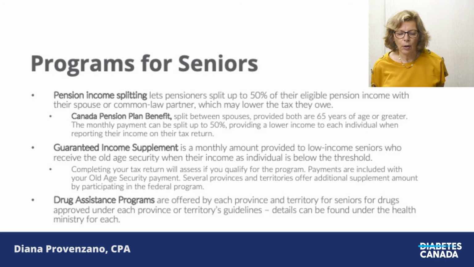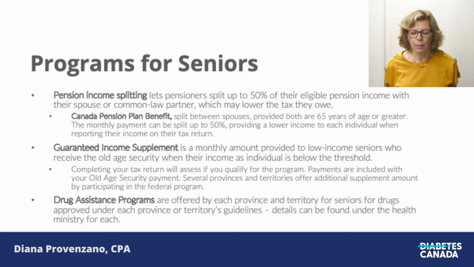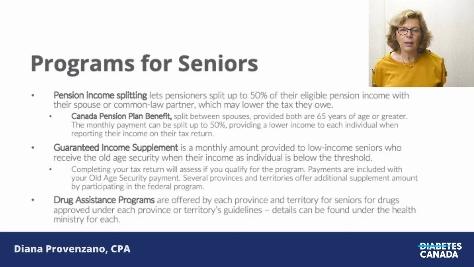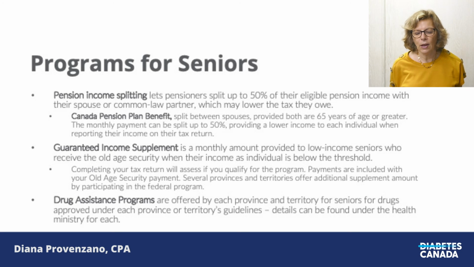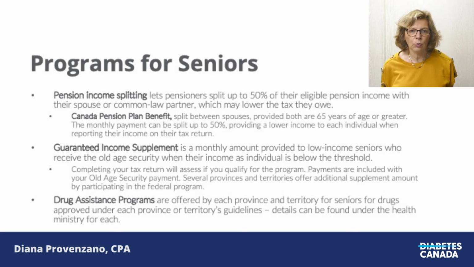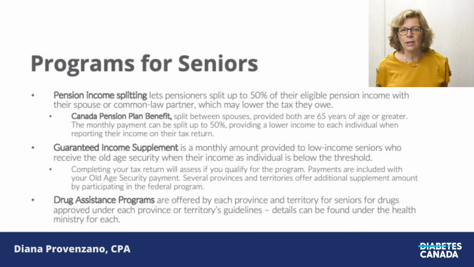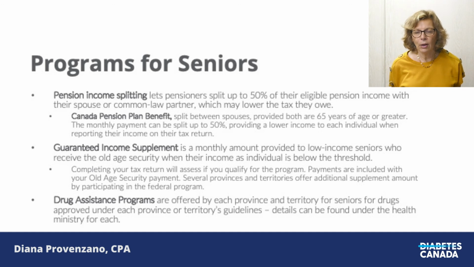Spouses and common law partners may split their Canada Pension Plan payment up to 50% of the amount, provided that both are over 65 years of age, by placing an application with Service Canada. So this is done prior to receiving your CPP if you wait until age 65, or it can be done at any time after age 65, provided both partners are over 65. And the amount can also be changed in subsequent years.